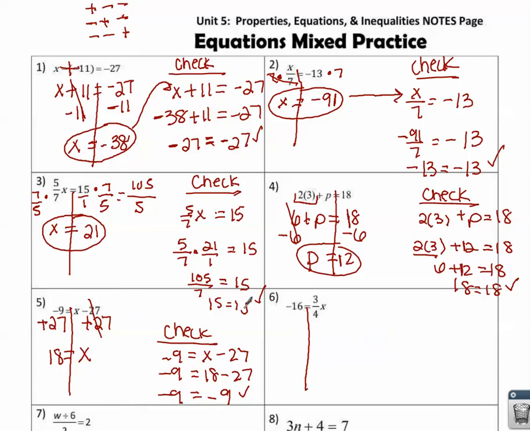On number 6, 3/4 x equals negative 16. Remember, when you're multiplying a fraction by a variable, multiply by its reciprocal, which is 4/3. So that leaves you with x on the right side, and negative 16 times 4, which is negative 64, divided by 3. This does not reduce to a whole number, so leave it as a reduced fraction.